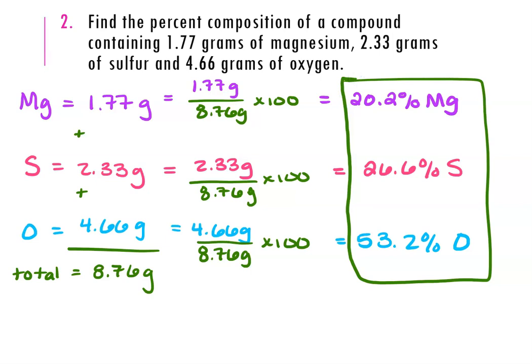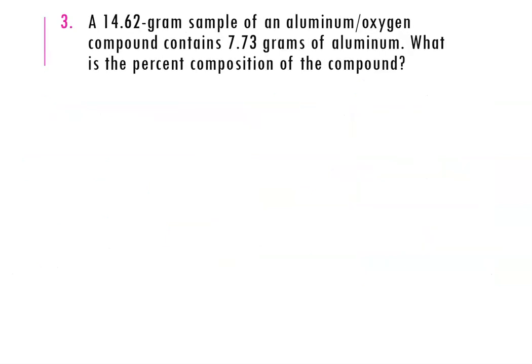All right, let's look at another one here. A 14.62 gram sample of an aluminum oxygen compound contains 7.73 grams of aluminum. What is the percent composition? All right, so my compound contains aluminum and oxygen. So the aluminum I have is 7.73 grams. And then it tells me that the compound is 14.62 grams.